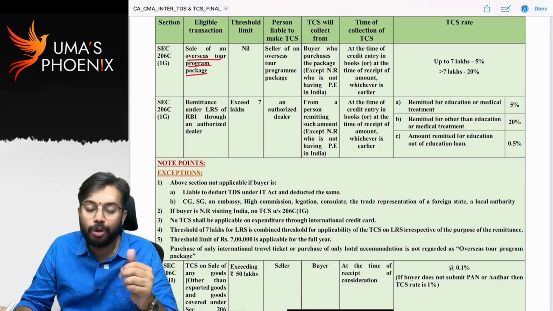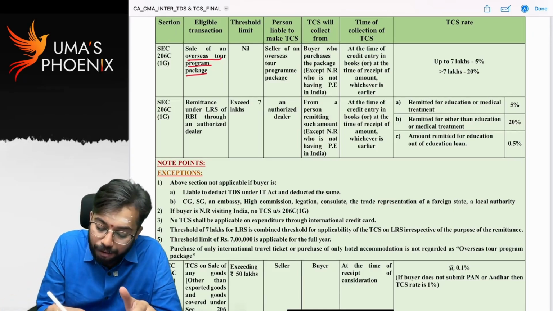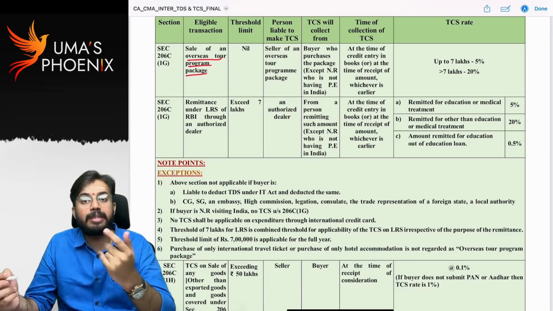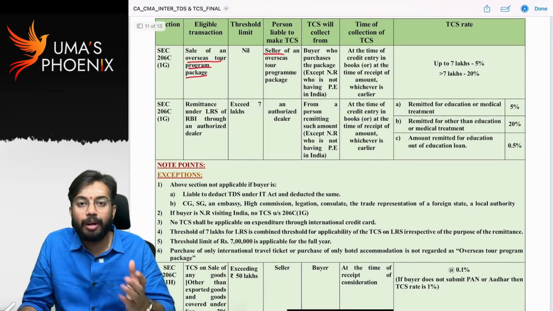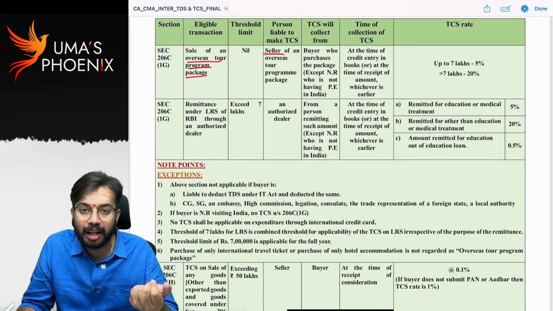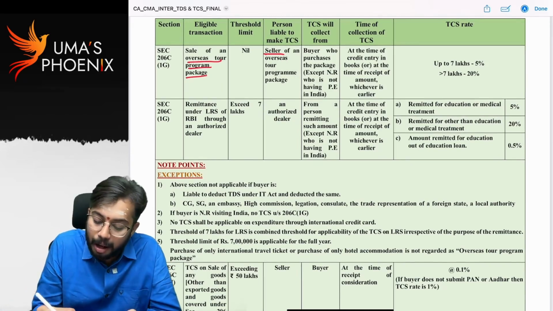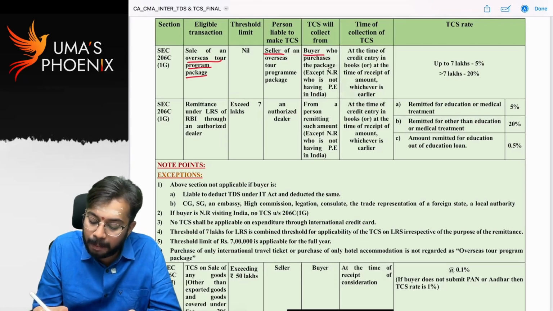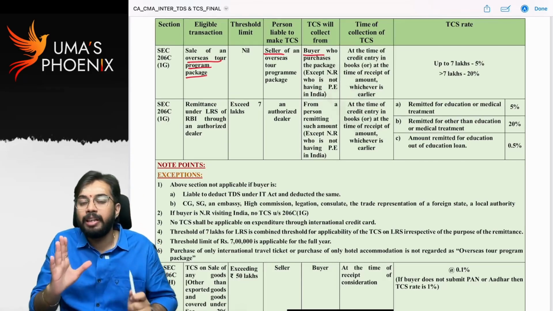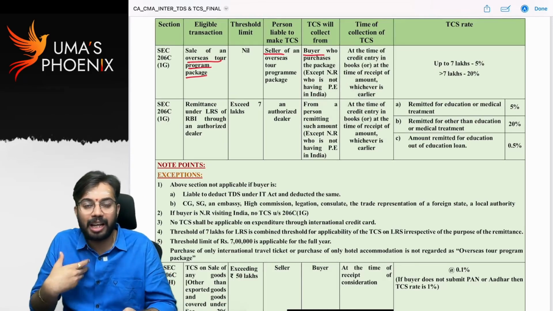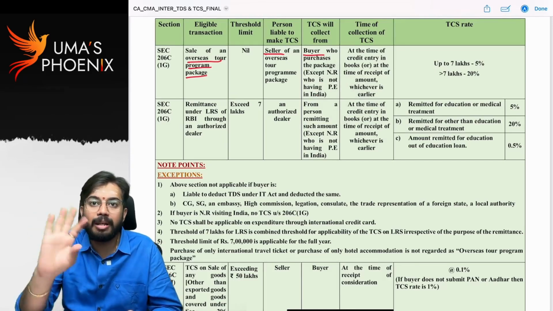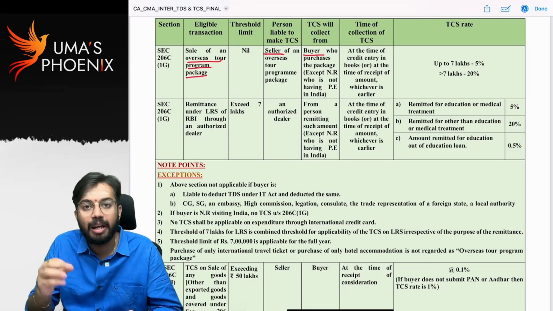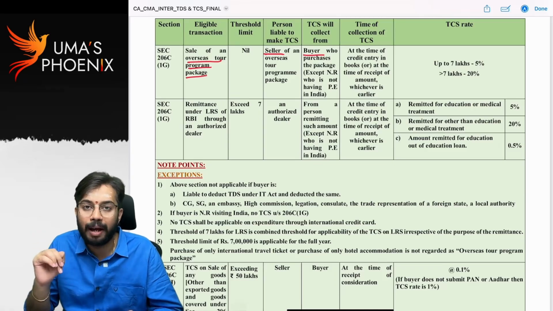Is it clear? Who will collect TCS? Seller of overseas tour program package. That means Make My Trip will collect TCS, because in Make My Trip I am booking a tour package, right? From whom will TCS be collected? Buyer who purchases the package, except a non-resident who does not have a permanent establishment in India. That means I am not a non-resident, I am a resident in India. So obviously Make My Trip will collect TCS from me when I book an overseas tour program package.